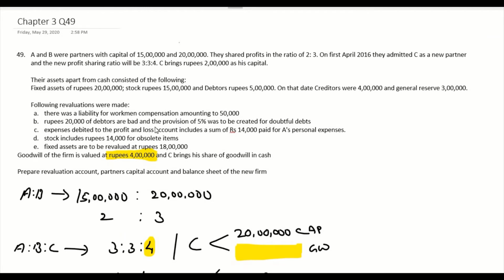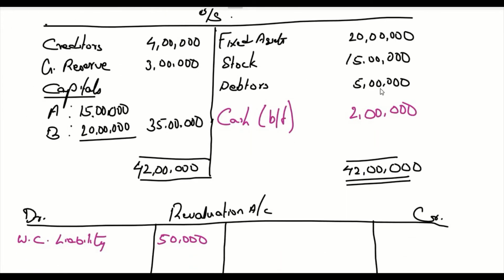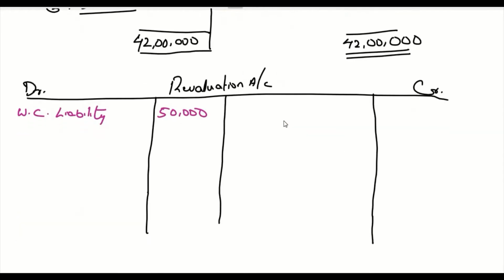Rupees 20,000 of debtors are bad and provision of 5% was to be created for doubtful debts. So there is bad debts of 20,000 and provision also has to be created. 5% on debtors is okay. First, bad debts, 20,000.